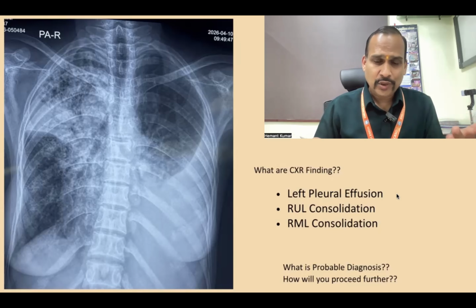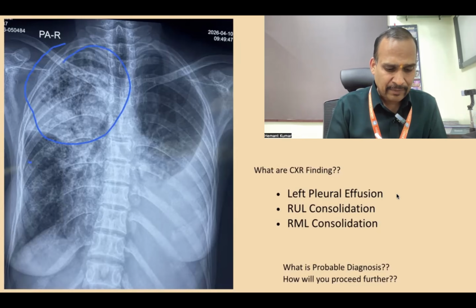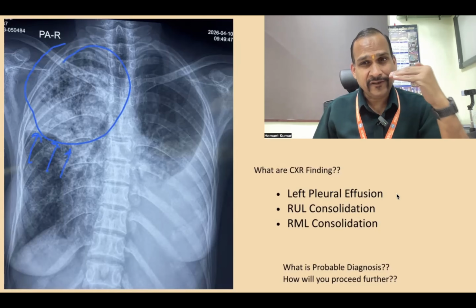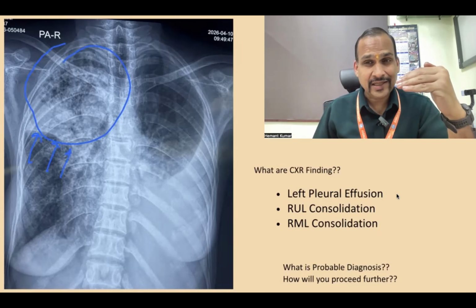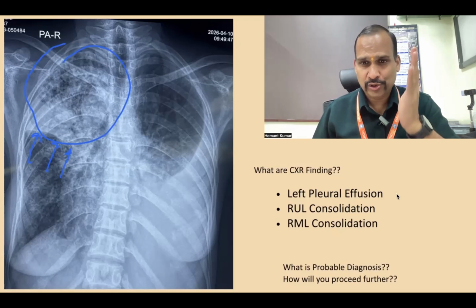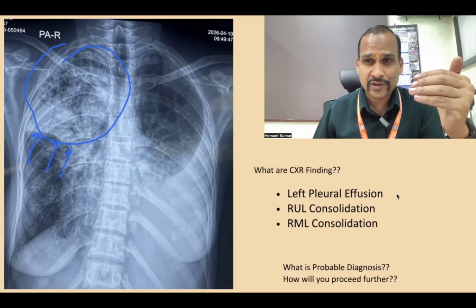In the X-ray you can see there is heterogeneous opacity in the right upper lobe. If you see carefully, you can see this is the minor fissure. Any opacity confined by the minor fissure is in the right upper lobe. So this is right upper lobe consolidation. Is any other lobe involved?